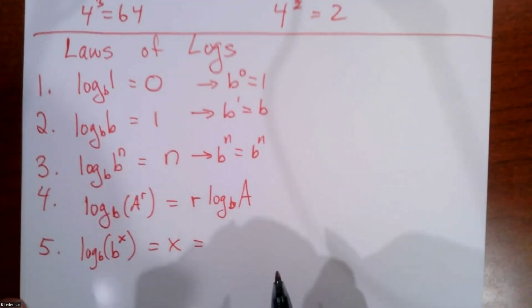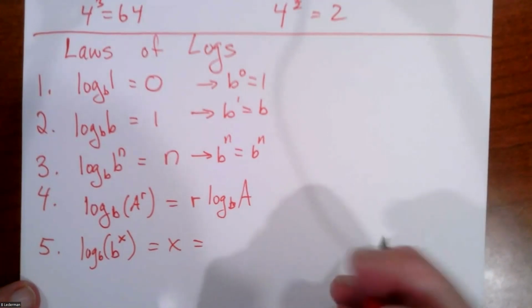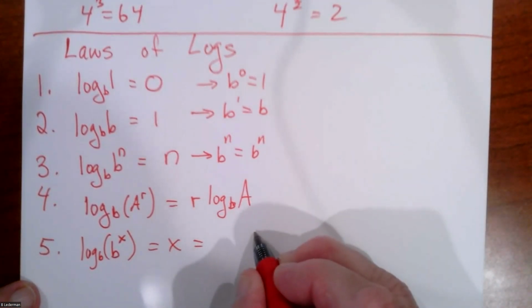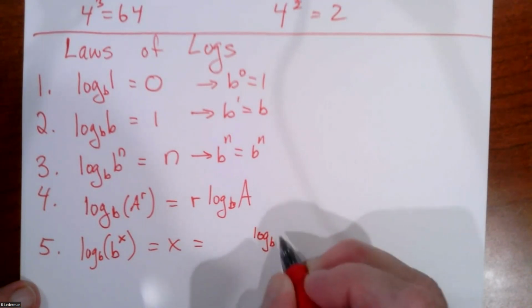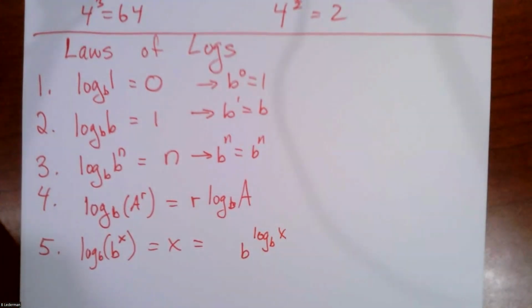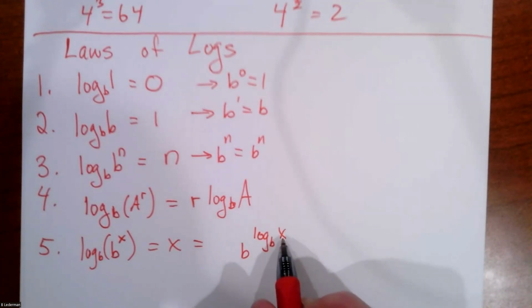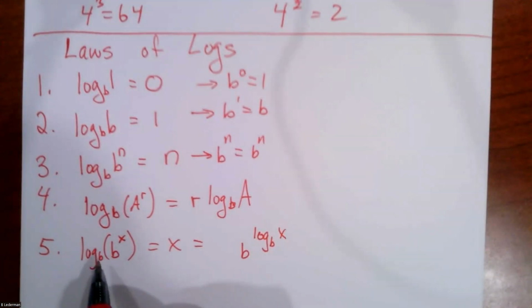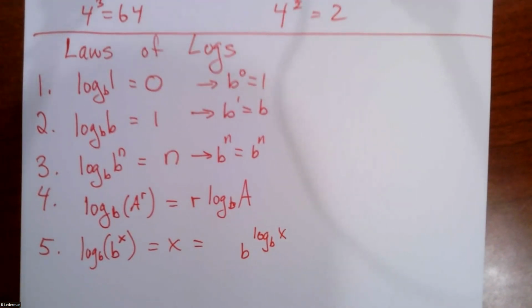But I want to also say that if I would do the opposite, if I would take the log base b of x, and I would raise b to that power, that would also equal x. So b to the log b of x and the log b of b to the x, both of these just equal x. In other words, the log and the exponent kind of cancel each other out, which makes sense because they're inverse functions.